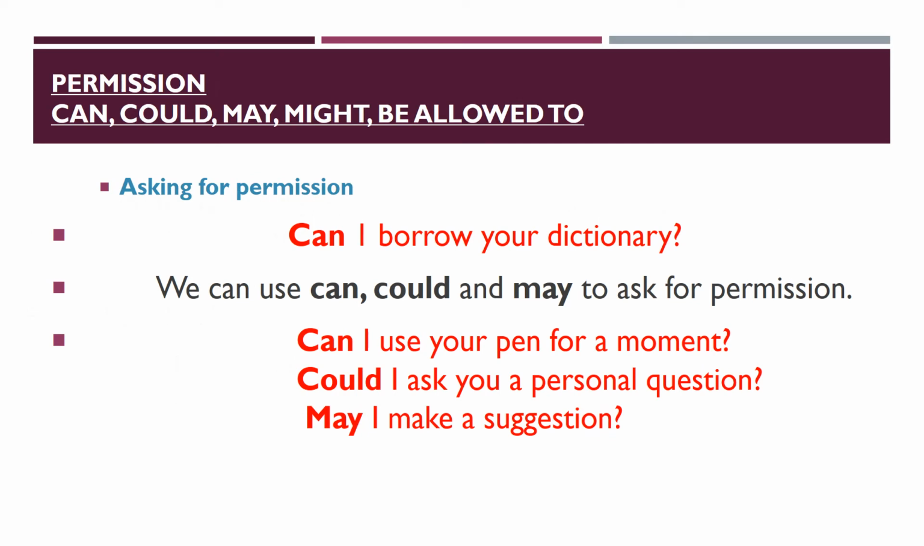Okay, by this we finished the expression of the ability. Then let's go to the permission. In the permission, we can use can, could, may, might, and be allowed to. Let's see the differences between them. First, when we are asking for permission.